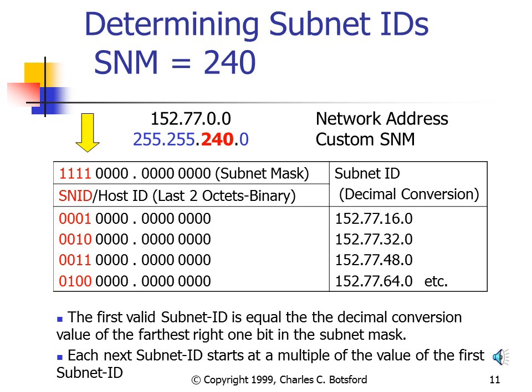So the first subnet ID would be 152.77.16.0, and then every subnet ID after that would increment equal to 16. So the next one would be 32, 48, 64, and on and on.